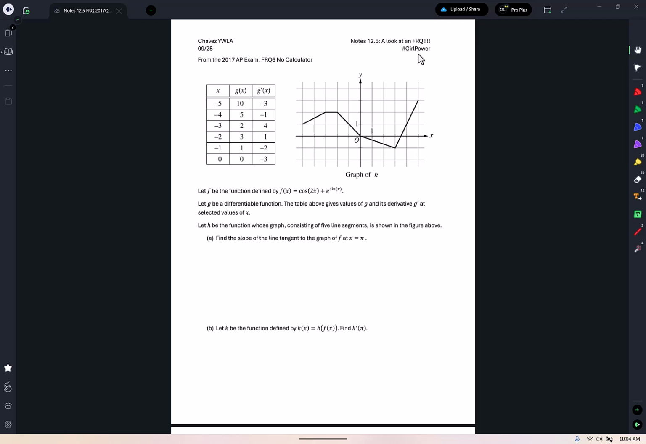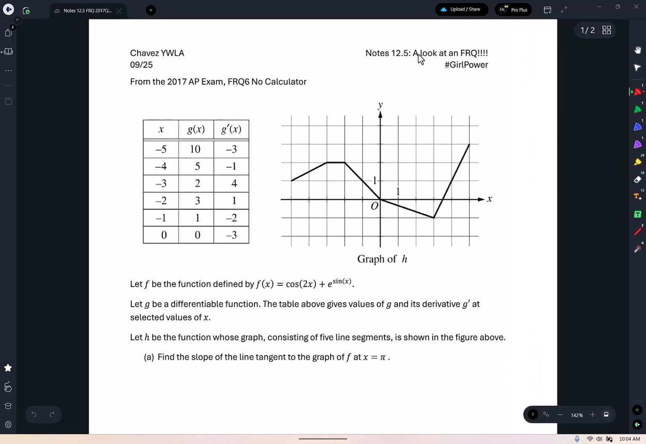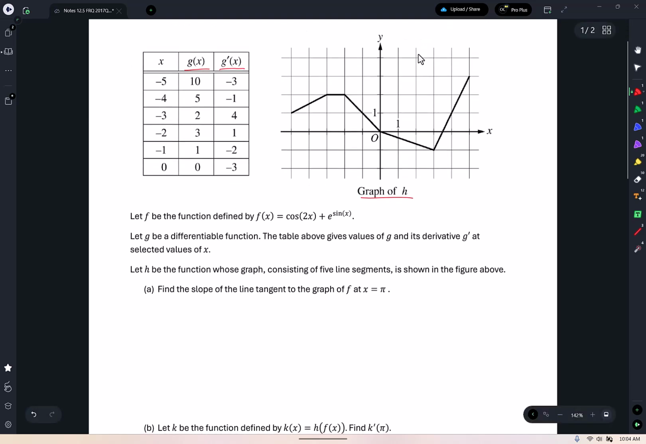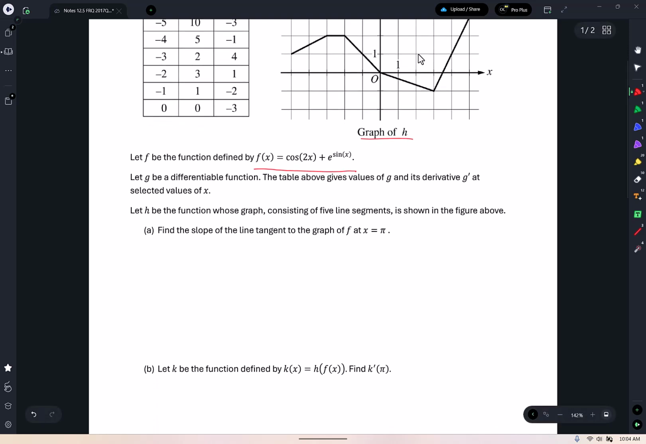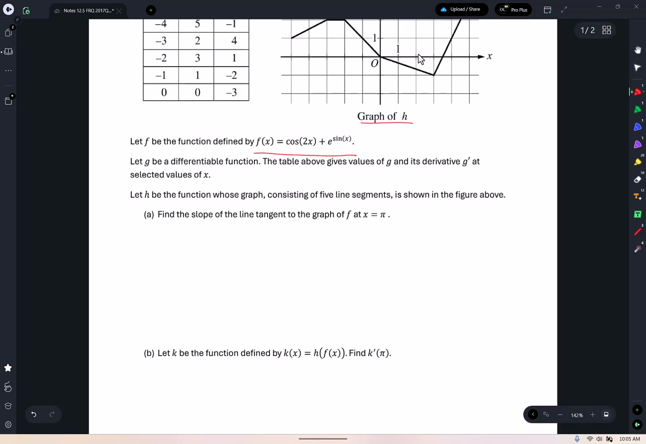This is from 2017, and it's your first real exposure to a real question. Free response question 6, no calculator. So what do they give me? They give me a graph of H. They give me G and G prime. No big deal. It says let f be the function defined by, and they tell me what f is. Let g be a differentiable function. The table above gives values of g and its derivative g prime at selected values of x. Let h be the function whose graph consists of 5 line segments as shown in the figure above. Yep, they're all line segments. They're all linear lines.